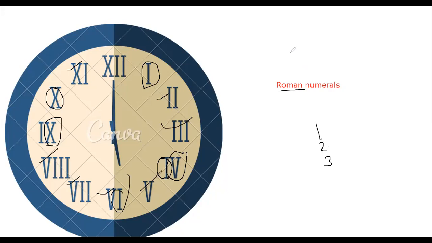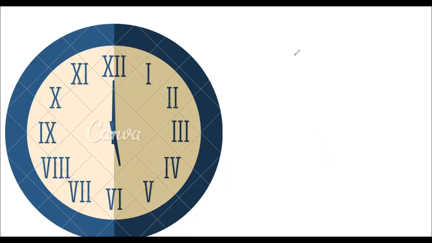Okay, and one quick fact about Roman numerals is it doesn't have zero. It has no symbol for zero. Very interesting. Which means Roman people didn't know about zero. Wow. That's an interesting fact.